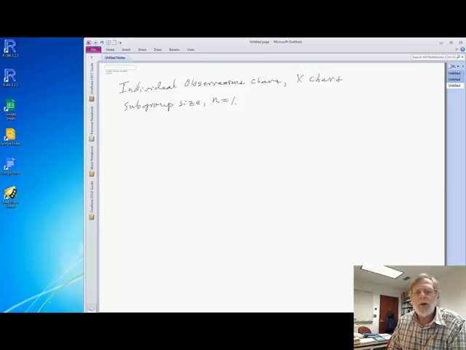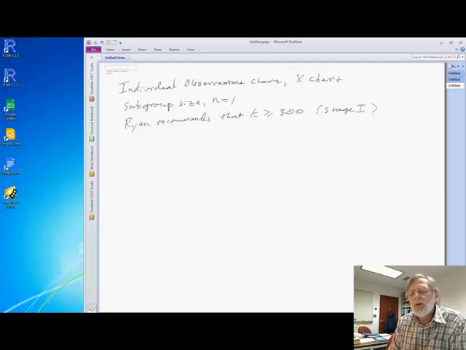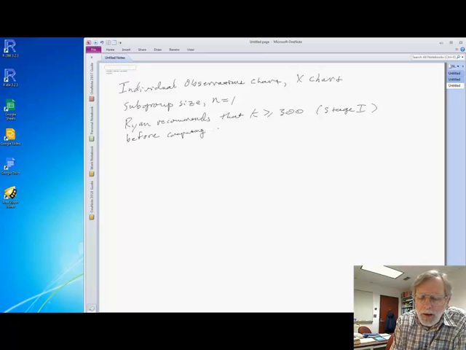So first, how do we build this chart? Ryan recommends that K be greater than or equal to 300. This is stage 1. So 300 observations in stage 1 before computing X bar and S.